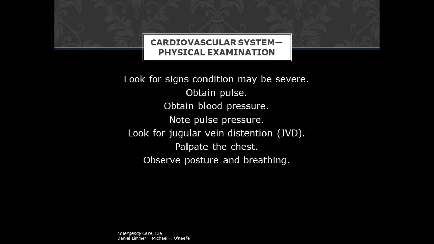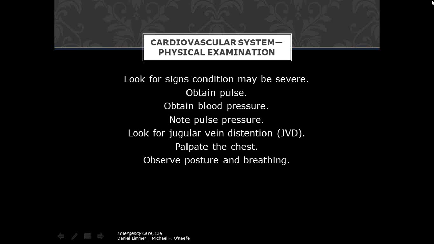Then we're also going to obtain a blood pressure. If you're a little uncertain, it's not ever a bad thing to check a blood pressure in both arms. Okay? If you've got a very distinctly different blood pressure from one arm to another, that is a very significant finding, and you need to communicate that to the hospital or to ALS. Okay? And then we need to know their pulse pressure. How close are the systolic and diastolic pressures?